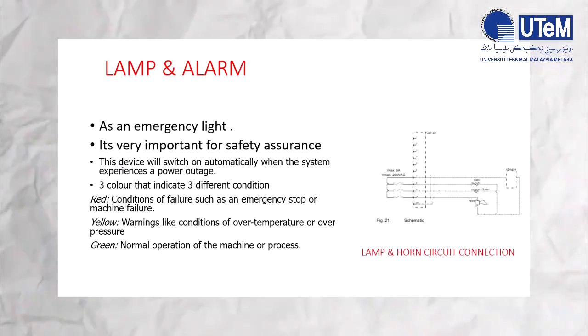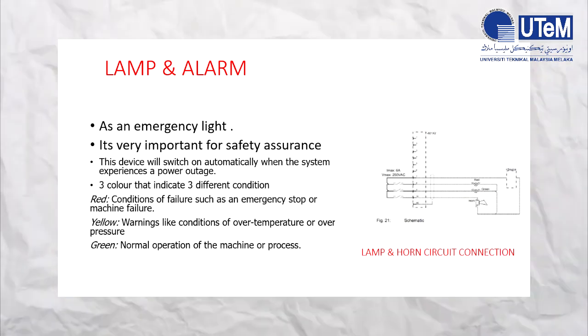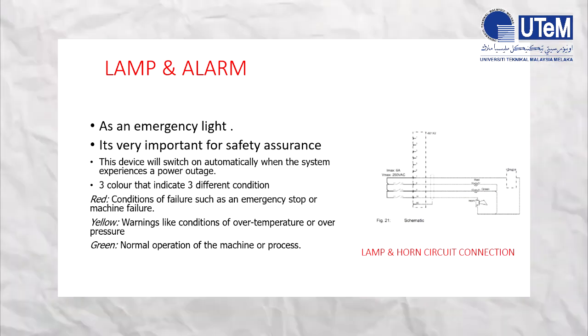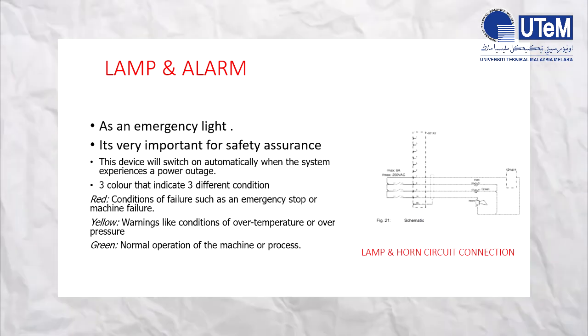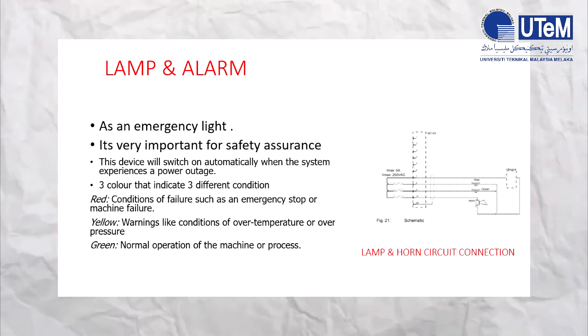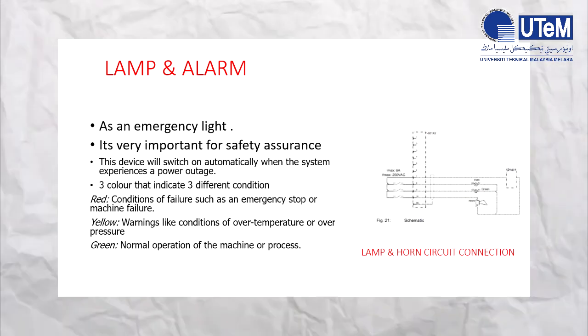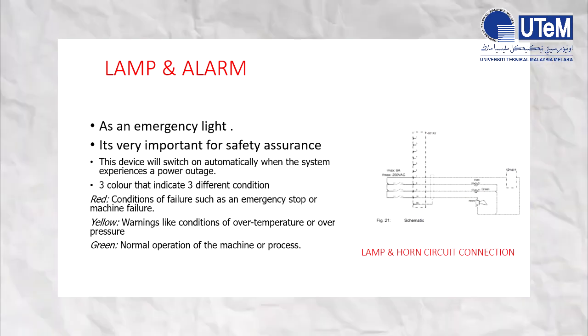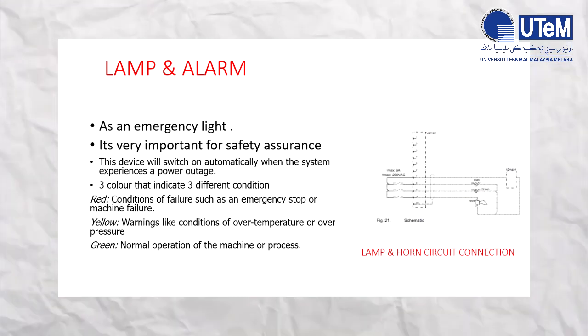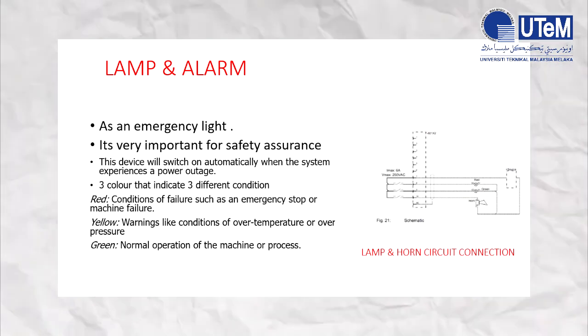The second thing is the lamp and alarm. The lamp and alarm act as an emergency light. It is very important for safety assurance. This device will switch on automatically when the system experiences a power outage. There are three colors that indicate three different conditions.